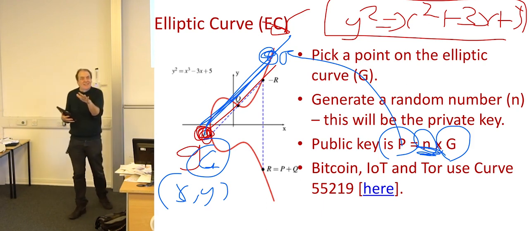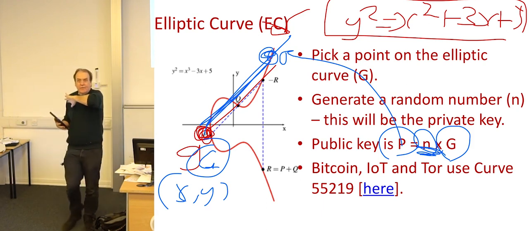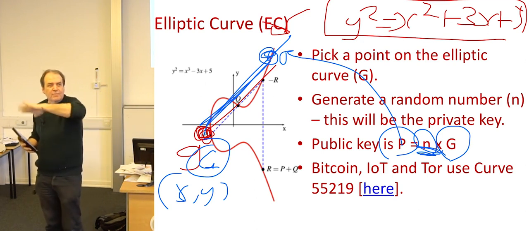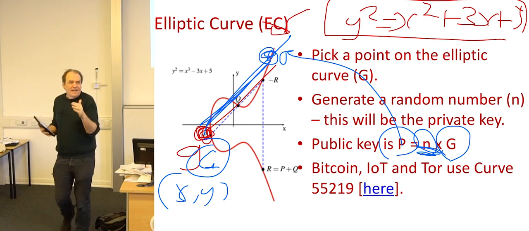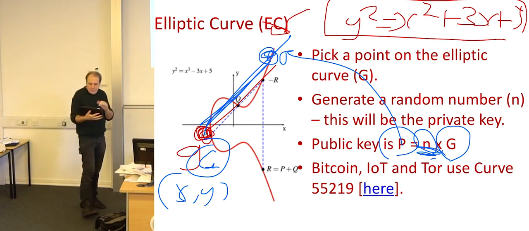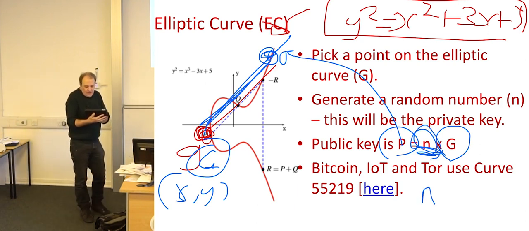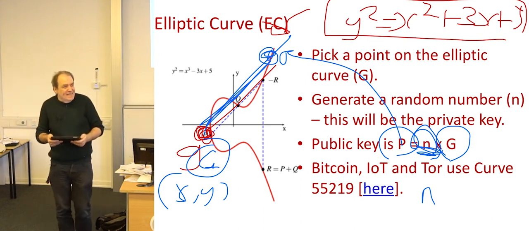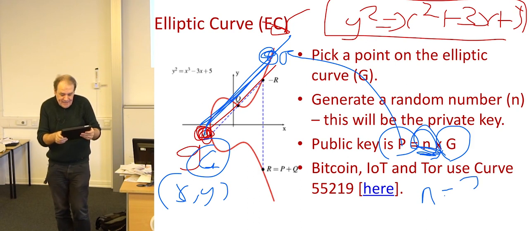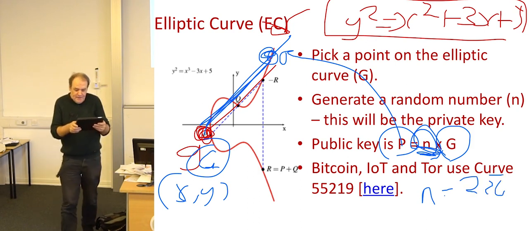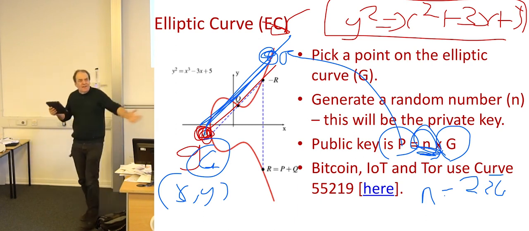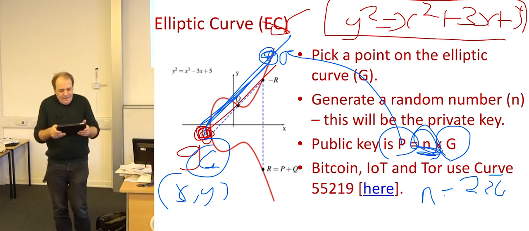If you can do it, you will open up every Bitcoin wallet in the world. You will open up the whole of the blockchain. It's just not possible if we use a large value of N. And N is typically 256 bits, which is a big key. You're not going to find that through brute force.